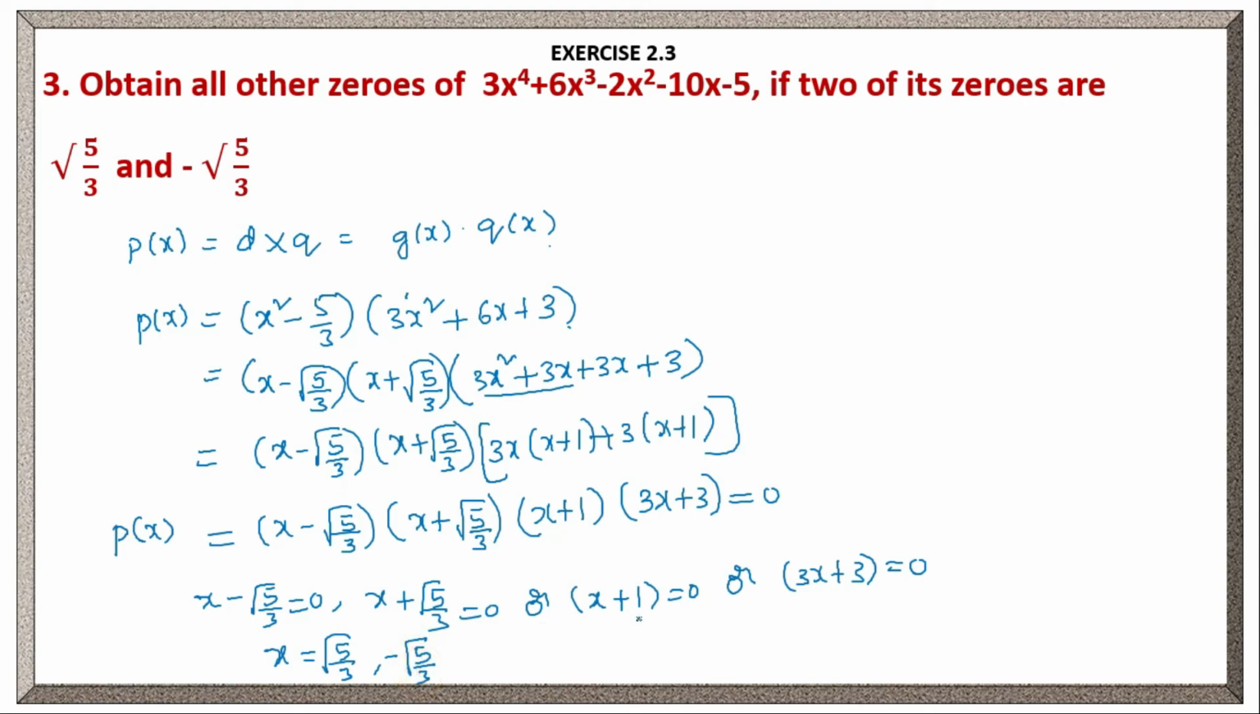Here from this what will we get? X value minus 1. Here also minus 3 by 3 means minus 1 only, right? So these are all the 4 zeros of the given polynomial p of x. So the other 2 zeros he asked, right? Obtain all the other zeros, so the other 2 zeros are, therefore, minus 1, minus 1.